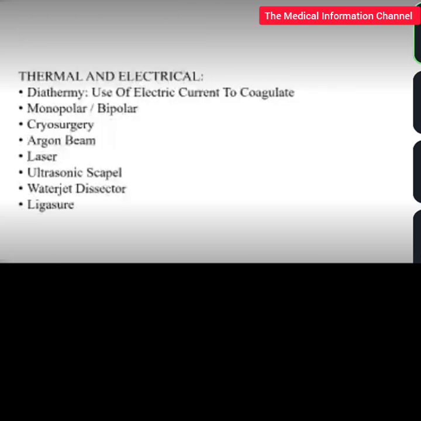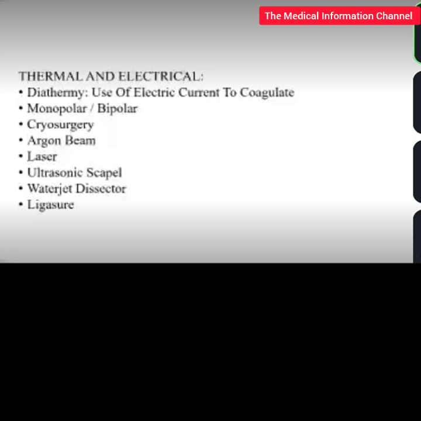Then you can also use thermal and electrical methods: diathermy, which can be monopolar or bipolar, cryosurgery, argon beams, lasers, ultrasonic scalpels, water jet dissectors, ligatures. This is just a picture of the diathermy machine and the harmonic. This is the bipolar and the unipolar diathermy.